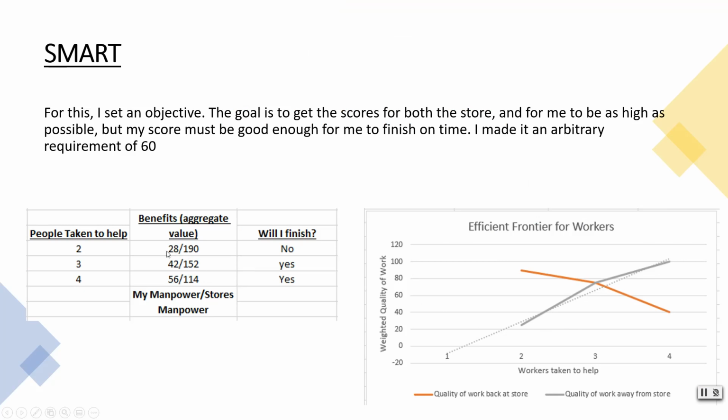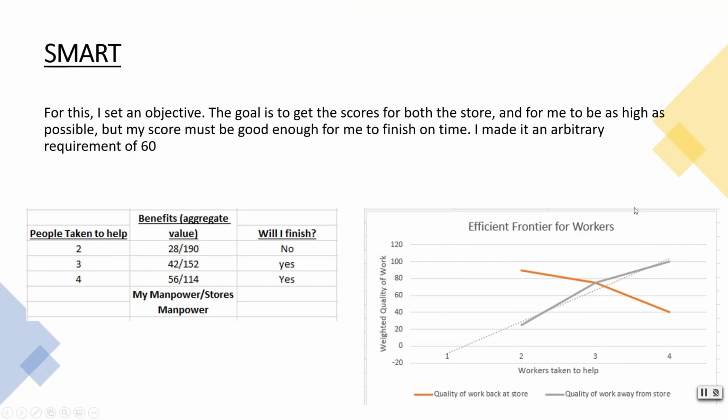Once we get to 3 workers, we see that we can finish on time, and the store has a good amount of workers. But you see as the graph goes on that the quality of work back at the store decreases the more people we take. And despite the fact that this graph is going up, we're not on the efficient frontier, because once we hit that 4th person, we're at an unnecessary point for the store. The store starts going to a value that's too low, and we need to keep both of these as high as possible. So yeah, that's what the SMART analysis did.